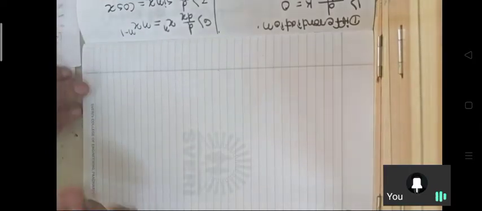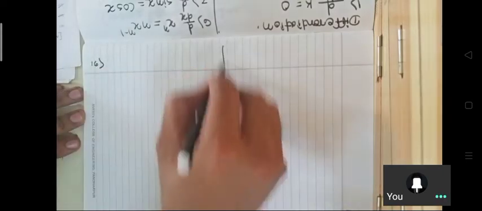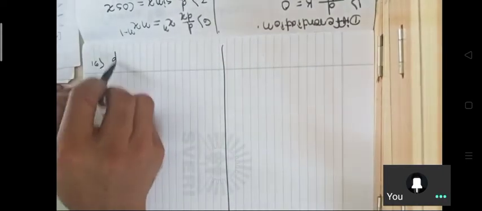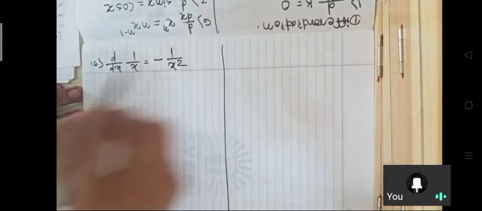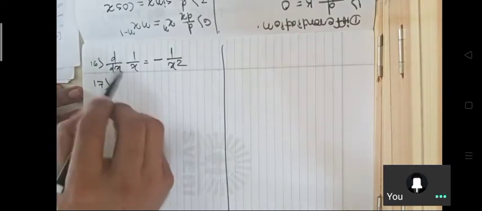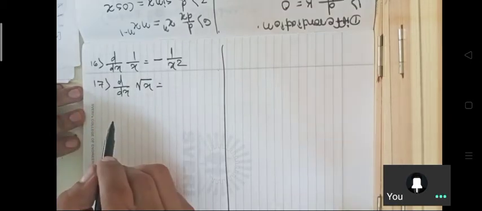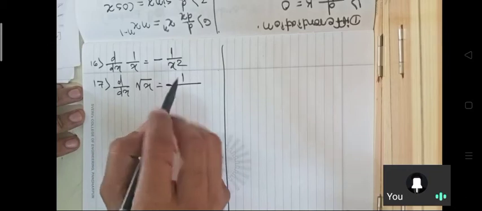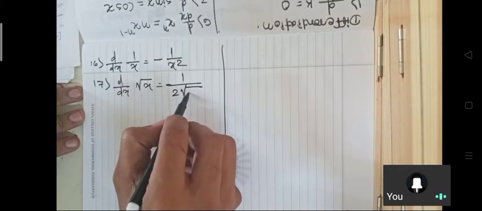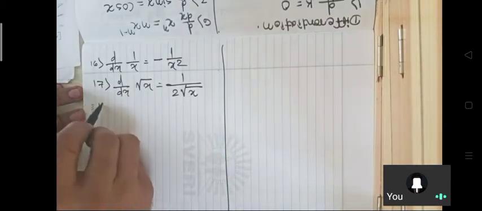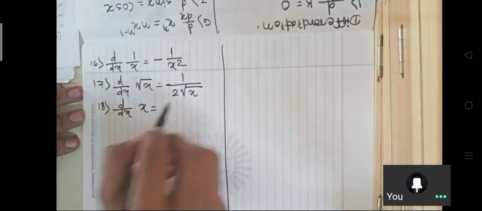D by dx of 1 upon x. Yes correct, minus 1 upon x square. So d by dx of 1 upon x is equal to minus 1 upon x square. Next, d by dx of under root x is 1 upon 2 into root x. Next and last one, d by dx of x, answer is 1.